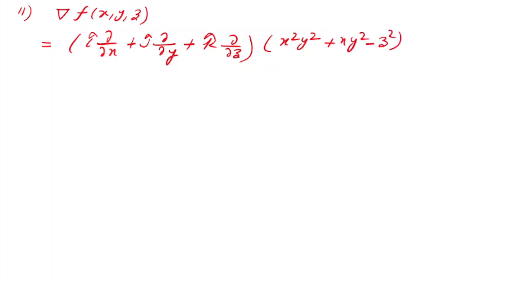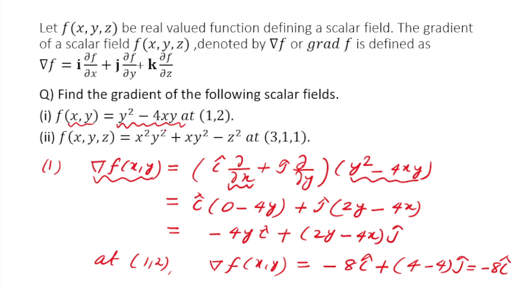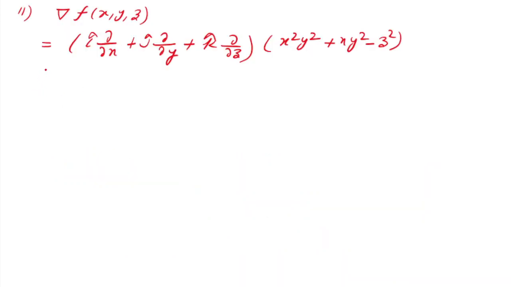I hope you have noted it. The function is x squared y squared plus x y squared minus z squared, and we have to evaluate at (3, 1, 1). So first evaluate it. So how do I evaluate? We have to take the partial derivative of this expression with respect to x. So x squared y squared will give me 2xy squared. x y squared will give me y squared, and there is no x term, so this will give me 0.